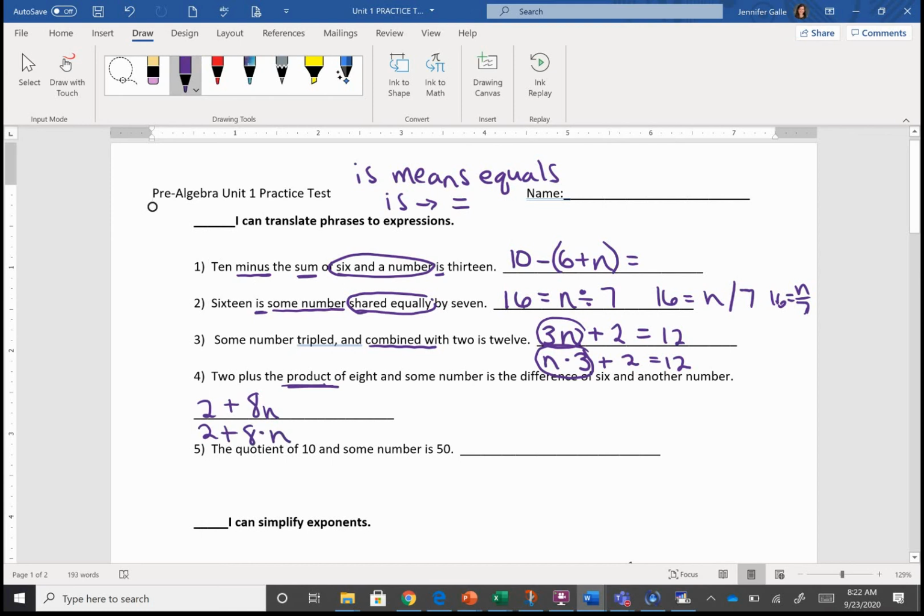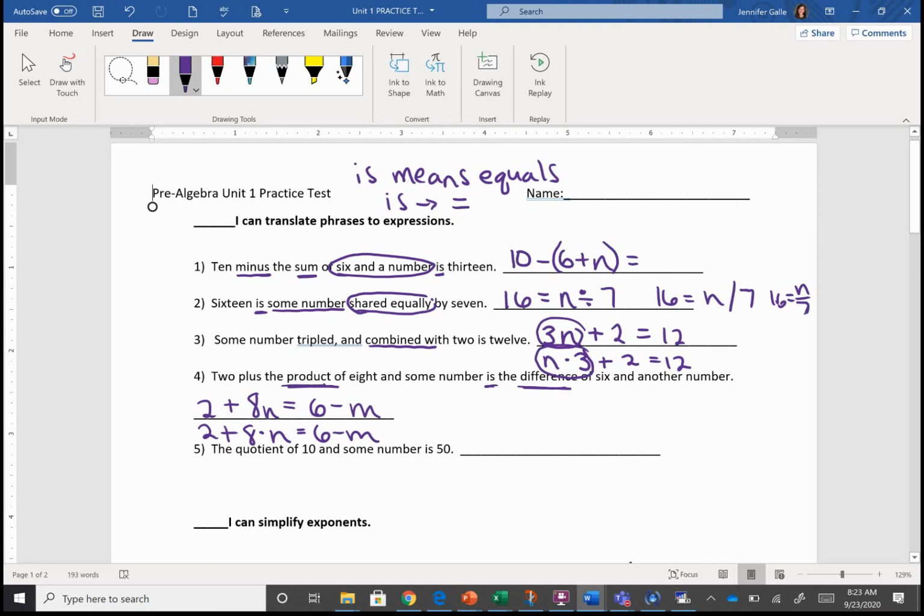So 2 plus the product of 8 and some number is the difference of 6 and another number. Difference, I know a few people had to look that one up on their foldables. Difference means we're going to subtract. So 6 and another number. Maybe we use M. Maybe you used X and Y. Maybe you used R and S. Doesn't matter. So 6 minus M. Because it says another number, so it's going to be something different.